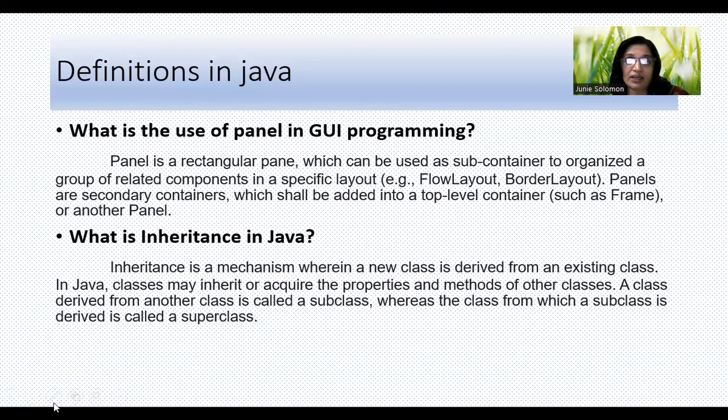Why do we need inheritance? Because somebody has already done the superclasses. So why should we do it again and again? We can use that, and do the enhancement in the subclass. So that's called inheritance.